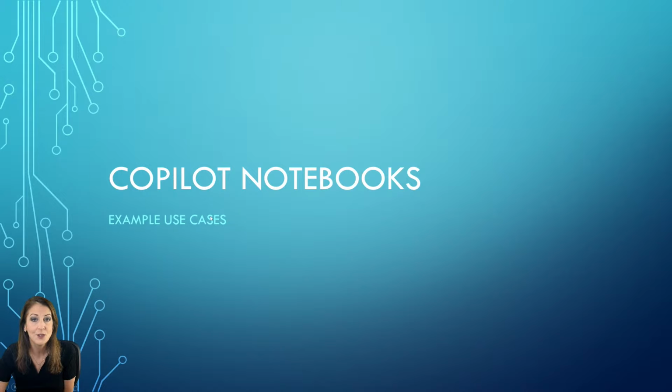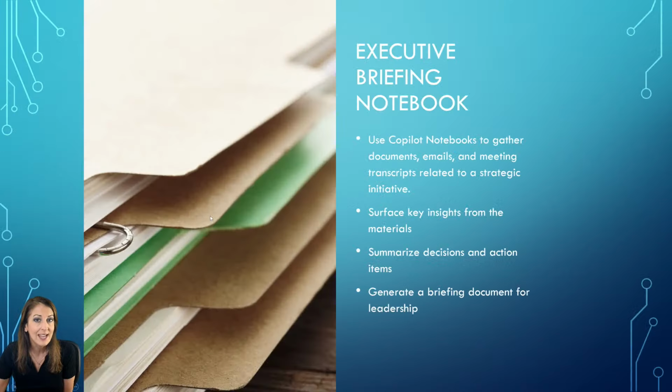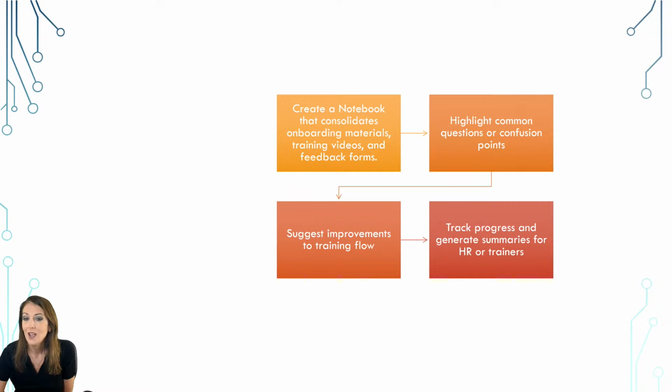So here are just a few, and of course Copilot helped me think of these examples, and Copilot wrote these slides. So think about an executive briefing notebook where you can gather all the documents, emails, and meeting transcripts related to a certain strategic initiative. And it can surface key insights, summarize decisions and actions, and create a briefing document for leadership. And then again, you can create a podcast off of this information.